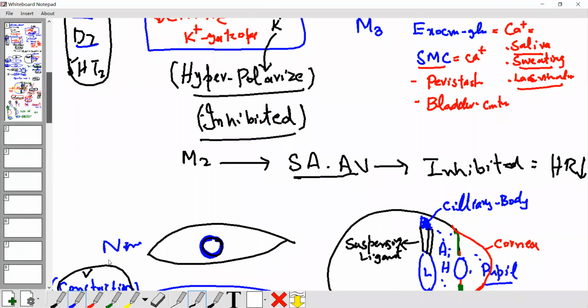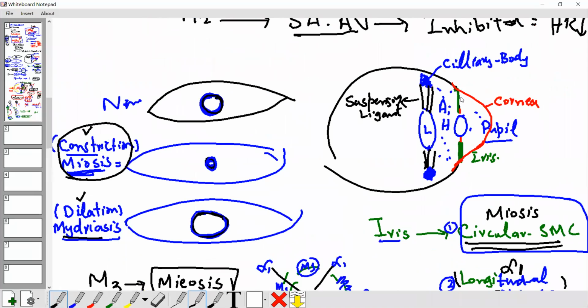The receptor location clear? This is the iris. The iris has receptor M3 and also receptor alpha 1. Alpha 1 dilates and M3 constricts the pupil. Also we have M3 here on this muscle. I explained this when we learned cholinergic antagonists. We also use it in eye procedures.